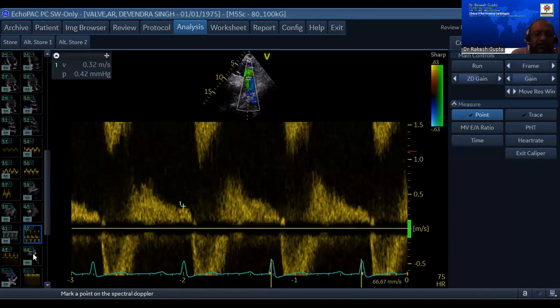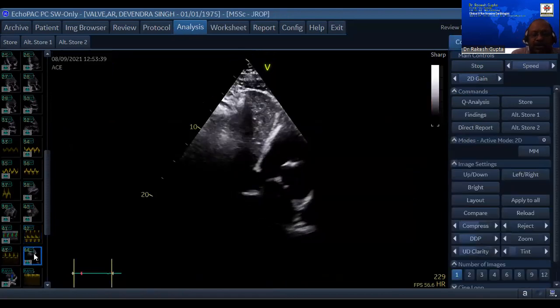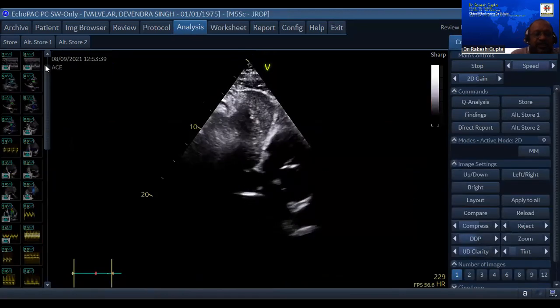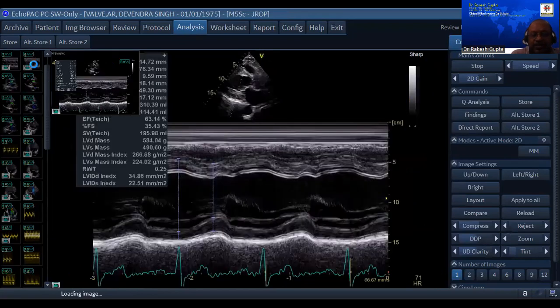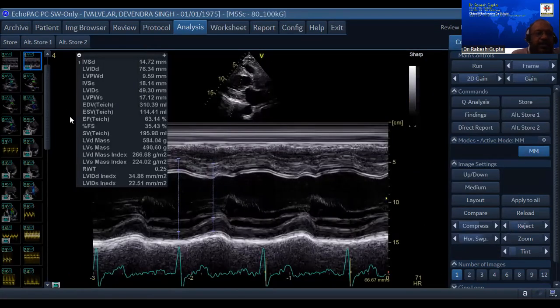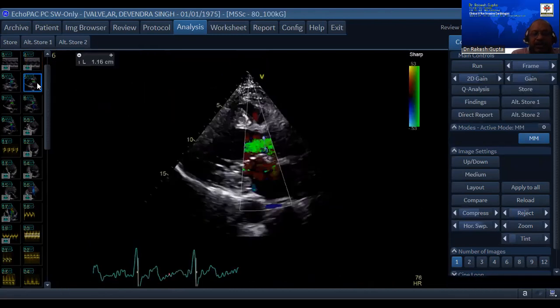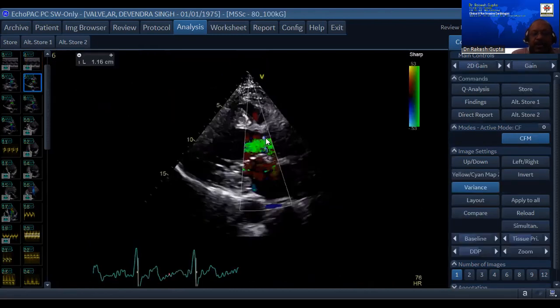So what are the things which you always look for in aortic regurgitation? First, we look at LV dilatation. We had LV dilatation. Second, we look at the vena contracta. The vena contracta was almost 1.6 centimeter. Then we look at the jet width height over LVOT height. Here the ratio is almost more than 50%.